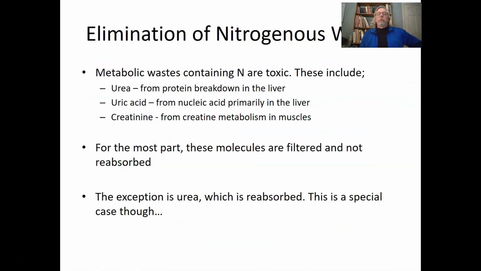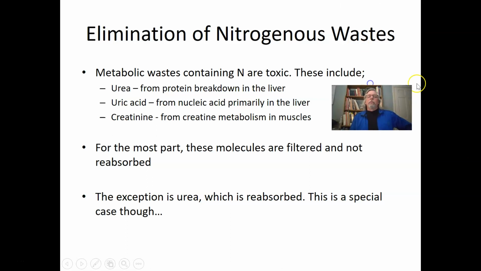All right, let's talk about another topic. How do nitrogenous wastes get eliminated? First off, what are nitrogenous wastes? So I've talked a little bit about waste molecules. Basically, these are nitrogen-containing breakdown products of either proteins or nucleic acids. And these breakdown products are toxic to cells. So we have to get rid of them.